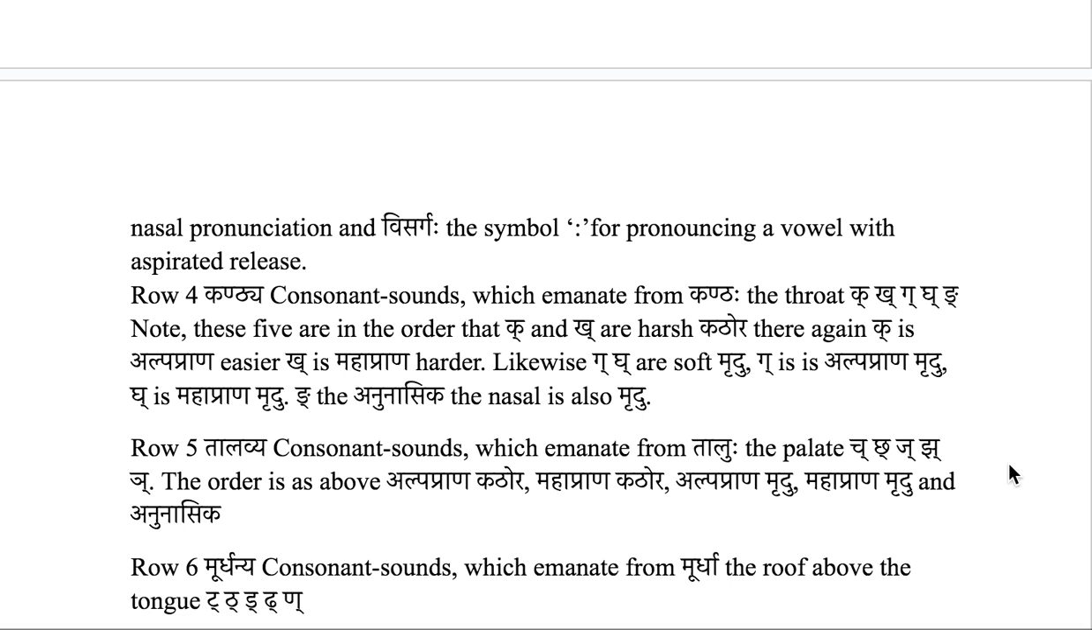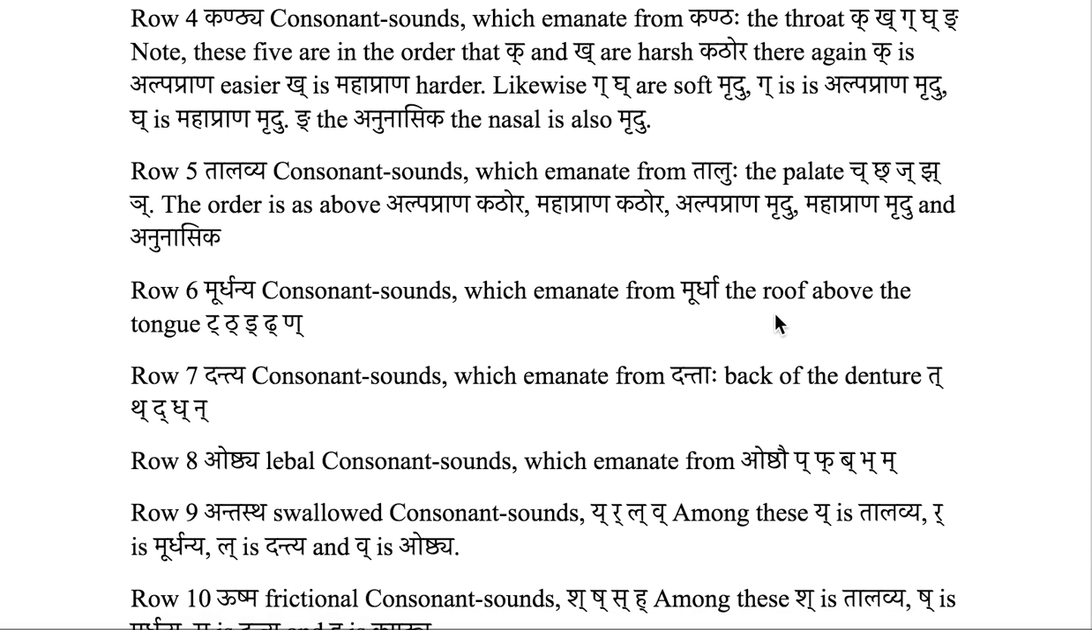Row 5, talavya, consonant sounds which emanate from talu, the palate: c, ch, j, jh, ñ. The order is as above: alpa prana kathor, mahaprana kathor, alpa prana mrudu, mahaprana mrudu, and anunasika. Row 6, murdhanya consonant sounds, which emanate from murdha, the roof above the tongue: ṭ, ṭh, ḍ, ḍh, ṇ.